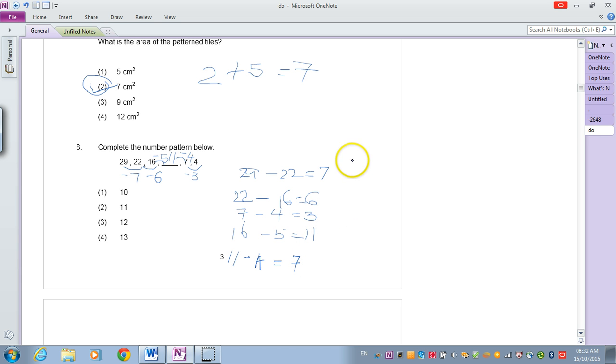Okay? So that tells us how our pattern is like. So the correct answer should be 2. The number in the blank should be 11. Let's move on.